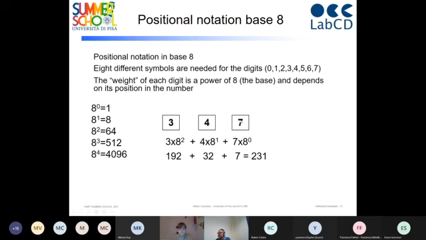So the 7 here are the units. The 4 here are the number of eights, not of tens, of eights. The 3 here is not the hundreds, but the 64s, because this is the second power of 8, and so on. And so it is quite easy to see that 347 in octal, not in decimal, is equivalent to 231 in decimal.